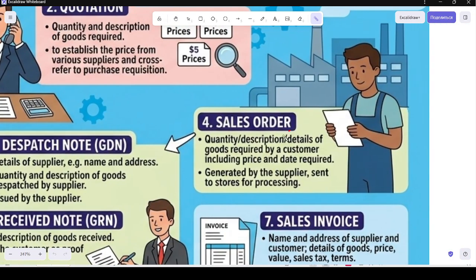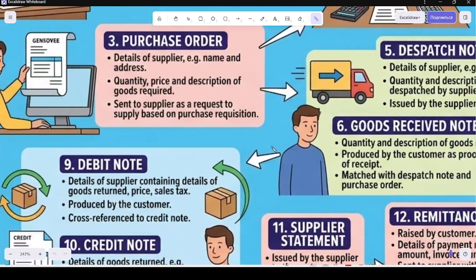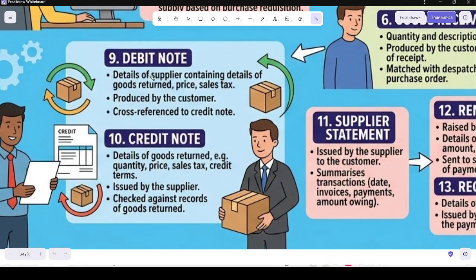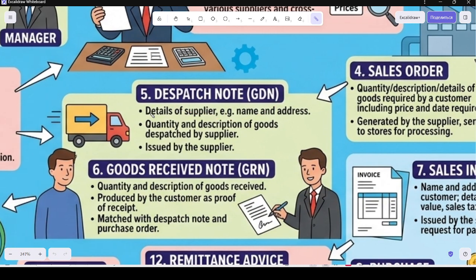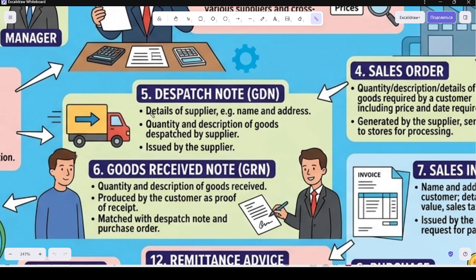After that, the seller issues a sales order for its inventory for processing the goods. It is about the quantity of the goods and also the amount required, and the price. Dispatch note. We have the dispatch note. Dispatch note is the information about the goods being delivered by the supplier.